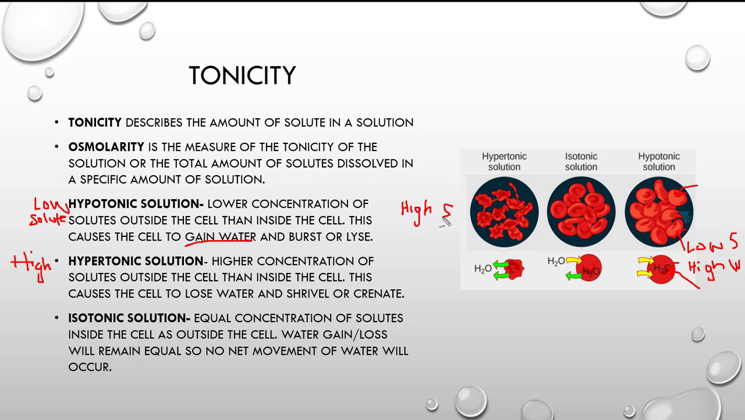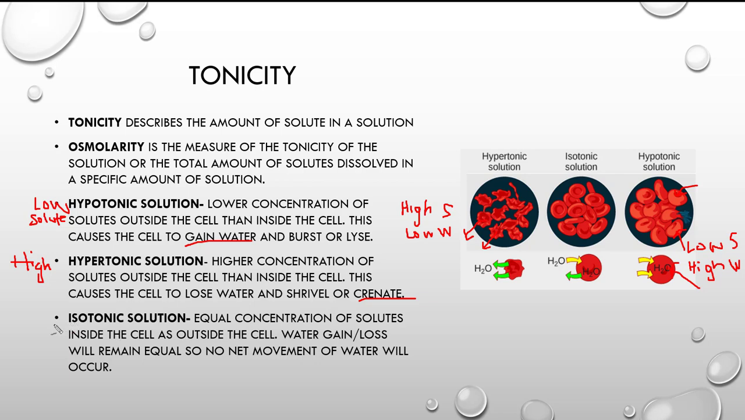Okay, so in a high solute, we have high solute and low water outside of the cell. So if I have low water outside of the cell compared to inside, then the water is going to leave the cell because there's higher concentration inside than outside, and water moves from high concentration to low concentration. And so water is going to leave the cell. And as it leaves the cell, look what happens. It's going to shrivel up, or the technical term is crenate. And so it loses water and shrivels up.